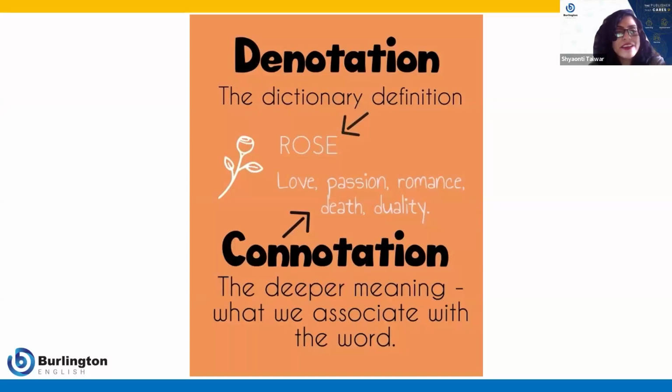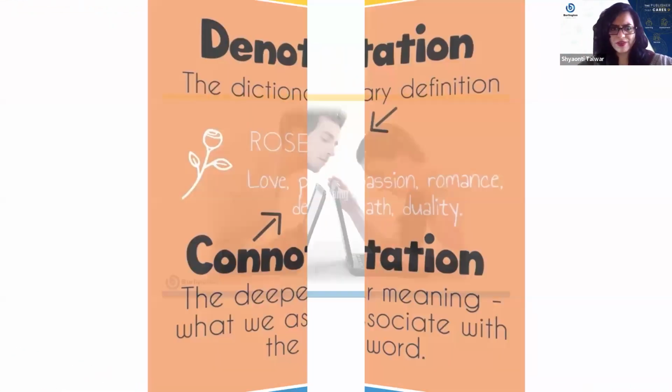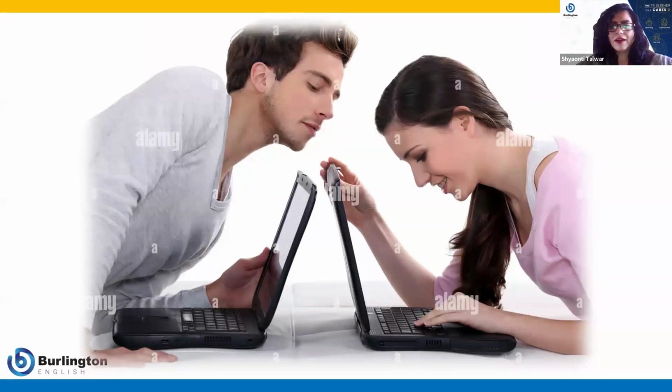But connotation would mean love, passion, romance, death, duality, depending on the cultural context, right? So connotation is the deeper meaning and the emotional or cultural associations that a word carries. So every word is loaded with meaning, and that meaning is usually connotative, and it can be negative, positive, or neutral, right? Again, another example would be curious and nosy. So both mean inquisitive, but curious has a positive ring and nosy has a negative ring.